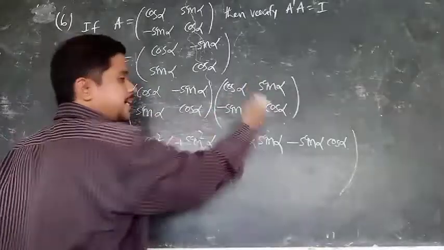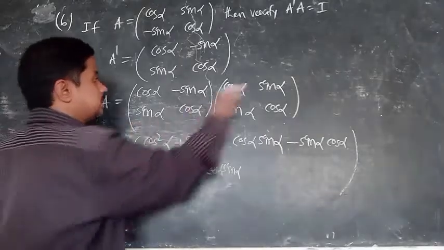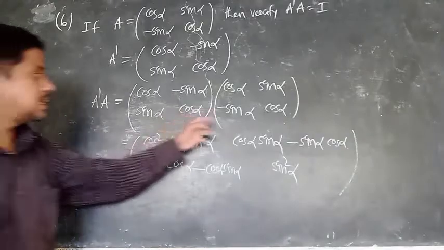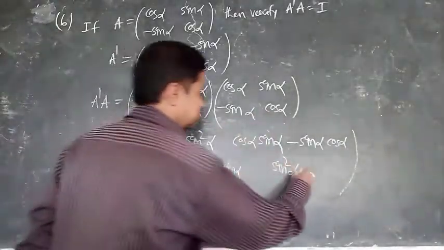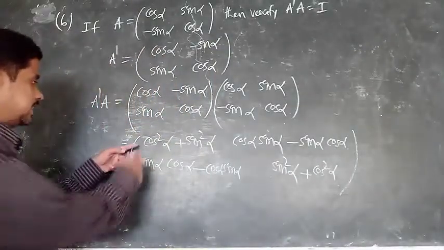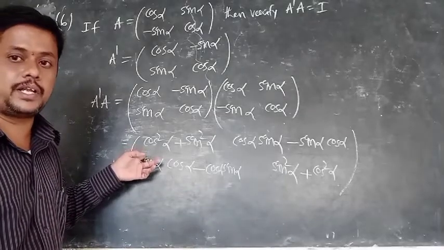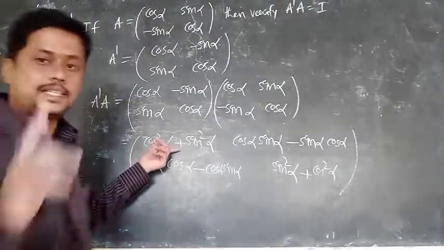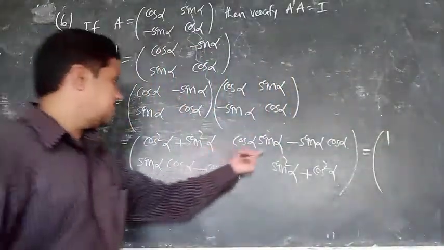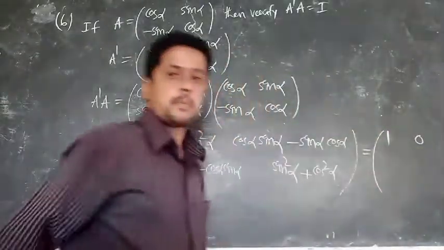Second row, second column: sin alpha into sin alpha, sin square alpha, and cos alpha into cos alpha, cos square alpha. Cos square alpha plus sin square alpha is what? You know, one property is there in trigonometry, so the answer is 1. Sin alpha cos alpha and minus sin alpha cos alpha are the same, so they cancel and it becomes 0.